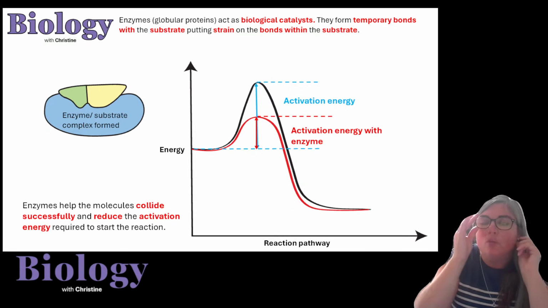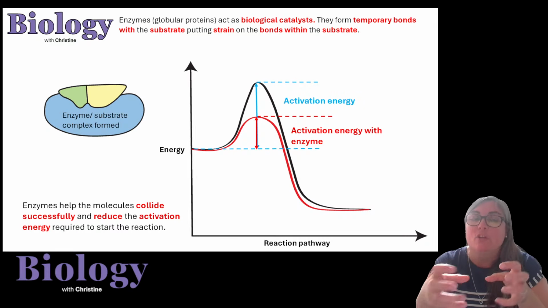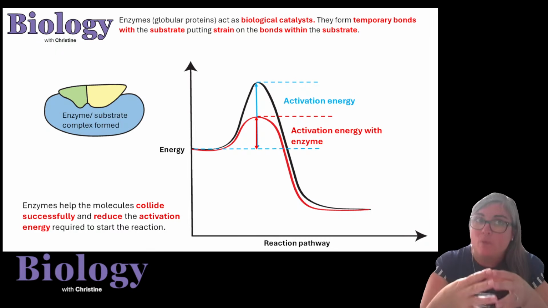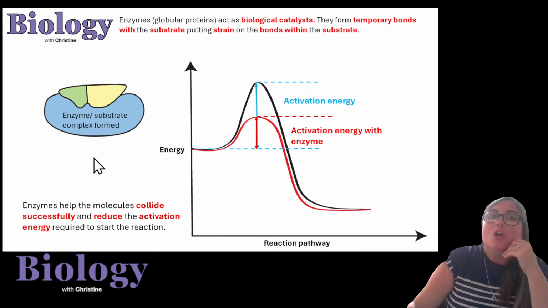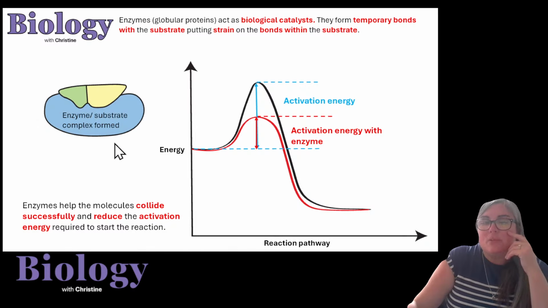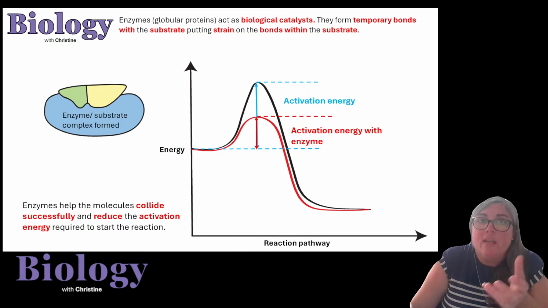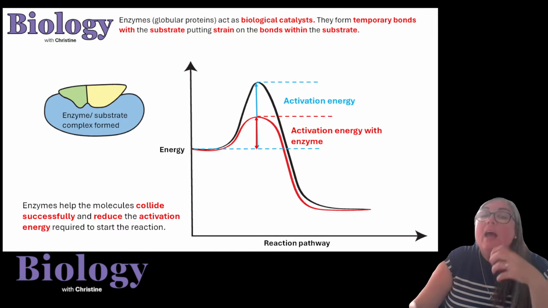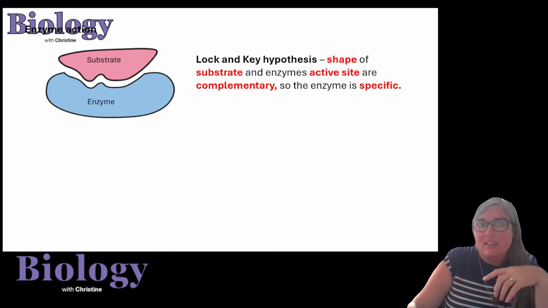So by having a successful collision, by having an enzyme substrate complex forming, we will therefore lower that activation energy. So if we have the right temperature, the optimum temperature for the enzymes for the rate of the reaction, we can speed up the rate of the reaction. So we know that our enzyme substrate complexes need to be formed. We know that they will put a strain on the bonds within the substrate, and that will therefore result in a lowering of our activation energy.